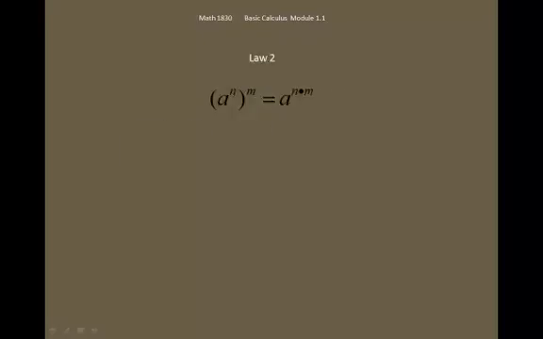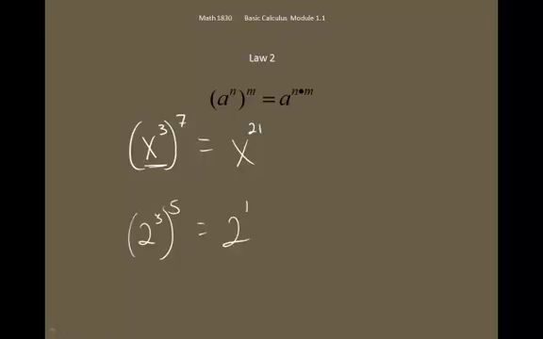Law 2, we have a to the n, to the m, is equal to a to the n times m. So let's use x again. Let's say we have x to the third, to the 7th. Well, if you look at this, we have 3 x's multiplied together, copied 7 times. So that would be 21 x's. Let's say we have 2 to the third power to the fifth power. If we have 3 2's and they're copied 5 times, that would give us 15 2's.